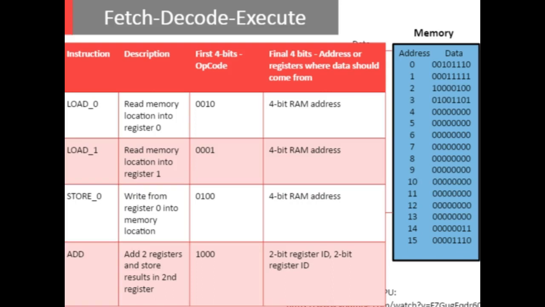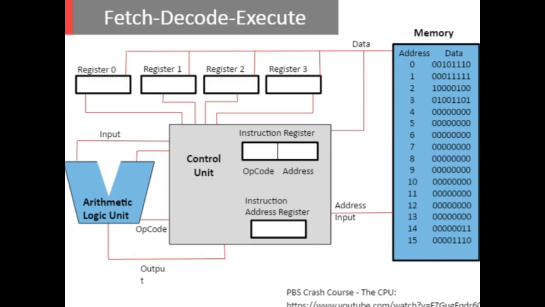Load 0 reads an instruction from the memory location provided into register 0. Load 1 reads an instruction from the memory location provided into register 1. Store 0 writes the value in register 0 into the memory location provided. And add adds the 2 registers provided and stores the result in the second register. Our CPU also has an arithmetic logic unit that performs our calculations.